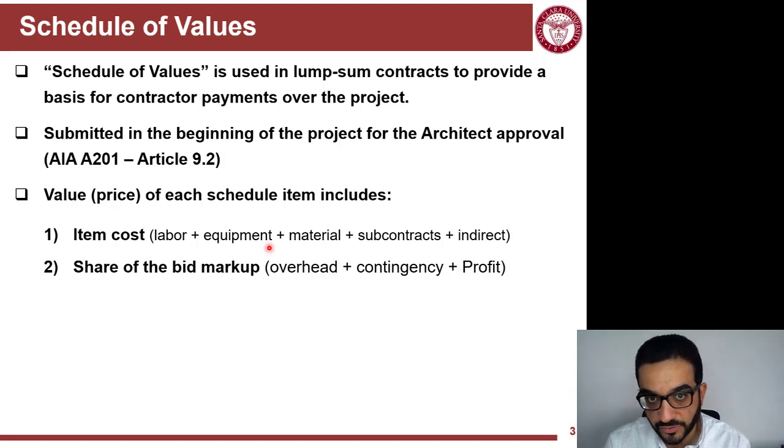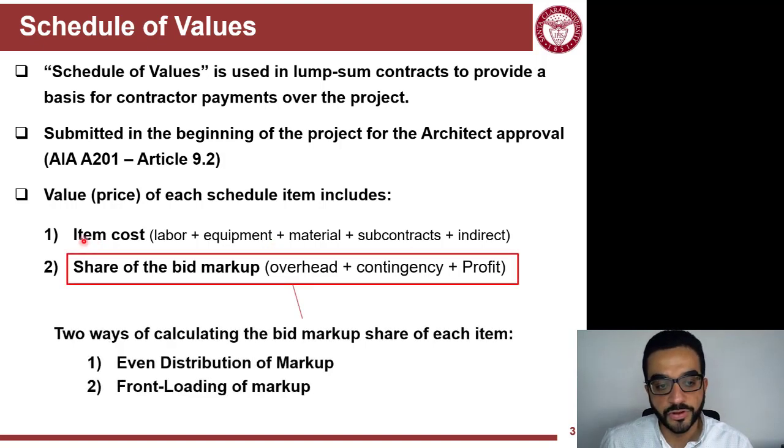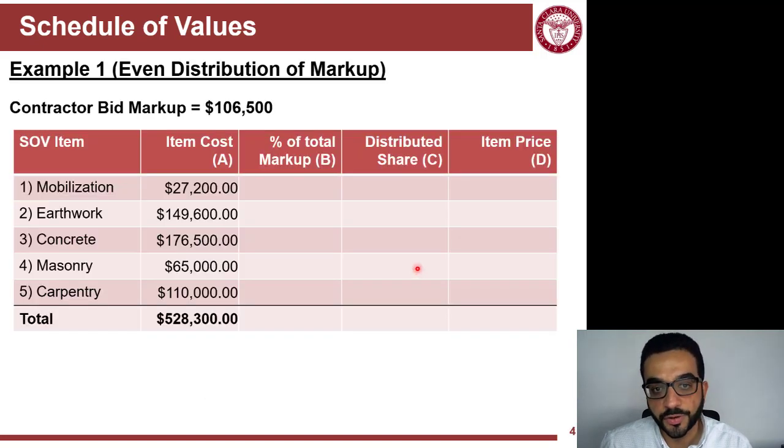that can be assigned to this value or item, and the markup includes the overhead of the contractor, the contingency amount that they expect depending on the risk of the project, and their own profit. So the item cost is based on estimating, but how you distribute the bid markup, there are different approaches. We'll cover here two main ways. The first one is the even distribution of markup. From its name, you're splitting the total markup, which you calculate as a total value at the beginning.